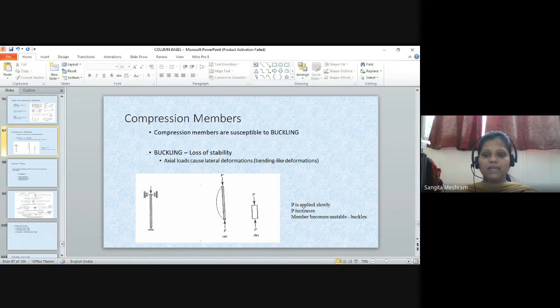Okay. P is applied slowly, then P increases, and members become unstable and buckle. Okay, the members will get unstable if we increase the load, and it will have the buckling effect. Just say in case of a beam, when the load is acting, there will be bending, and in case of a column, the axial load is acting, so as the load increases, it will have the buckling effect.